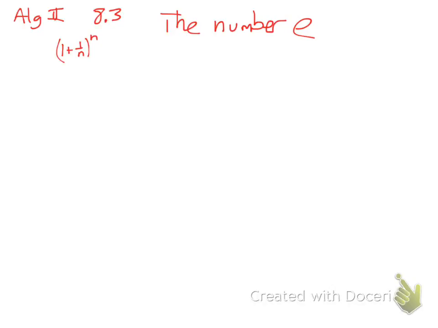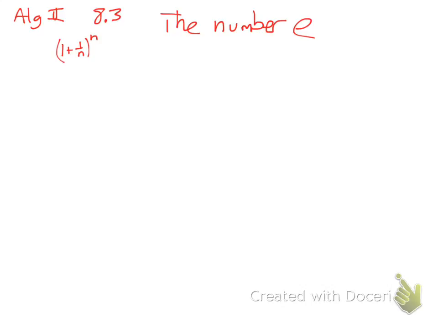Algebra 2, 8.3, we're going to talk about the number e today. And the number e, guys, is a naturally occurring number. And the way they find all the digits of e is to use this little expression right here of 1 plus 1 over n to the n power.